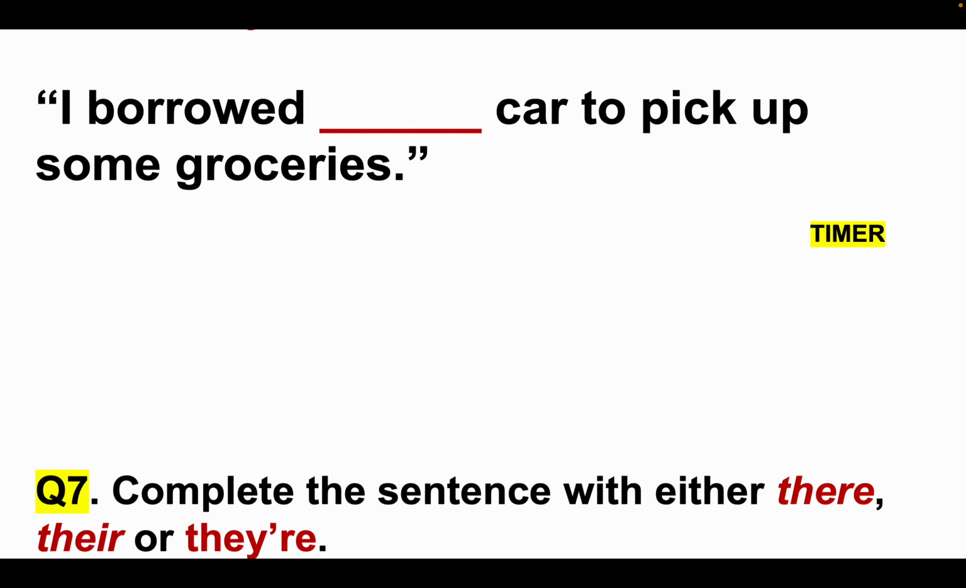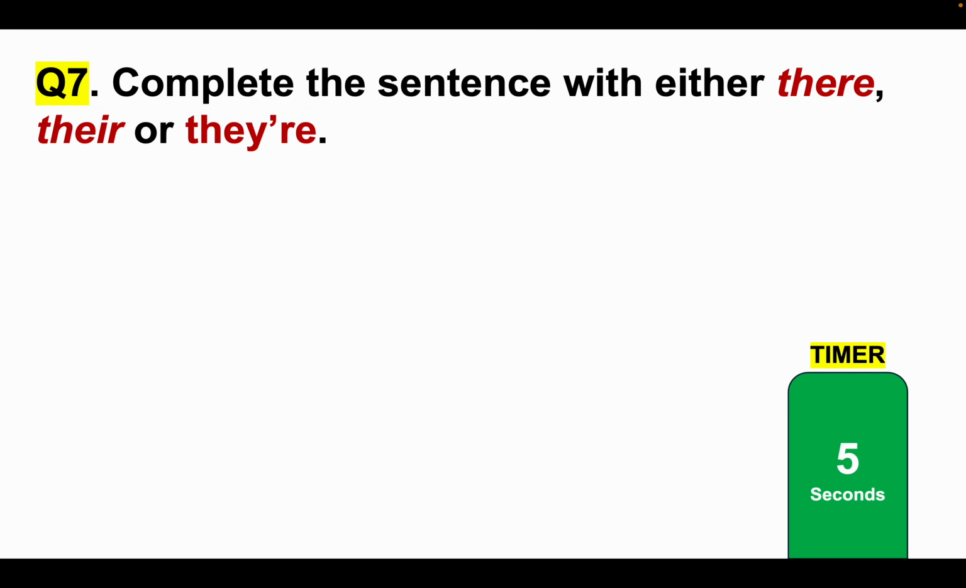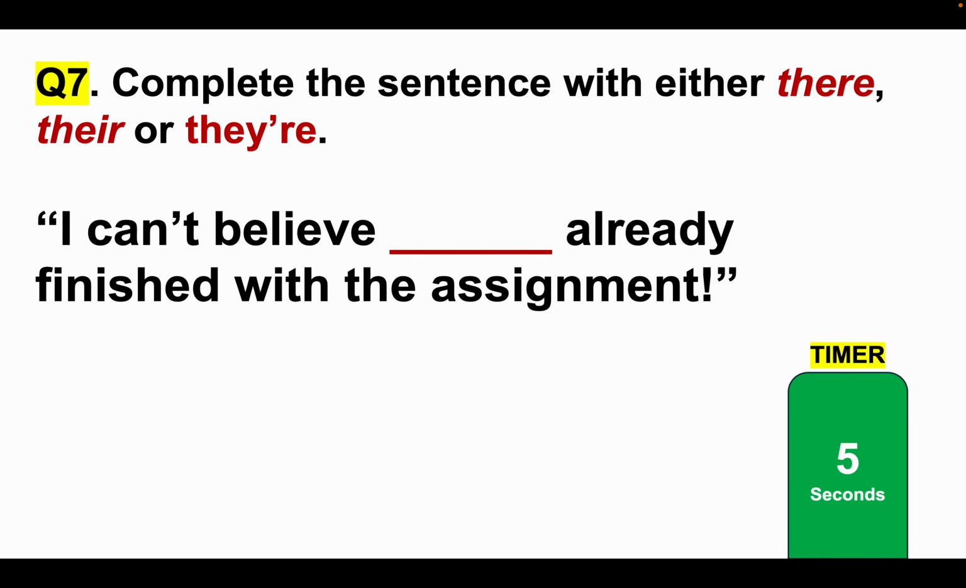Question number 7. 4 more to go. Complete the sentence with either there or there. I can't believe blank already finished with the assignment. Which one would you use? Here is your timer.